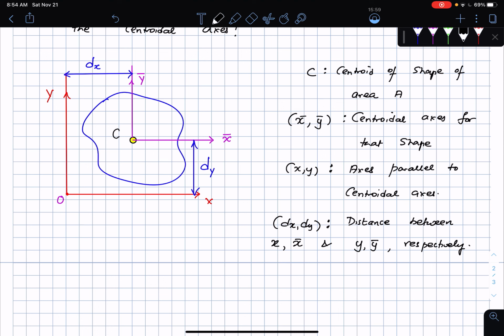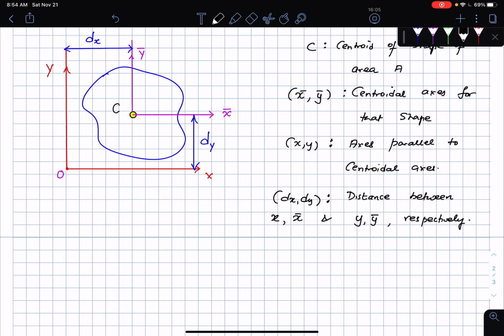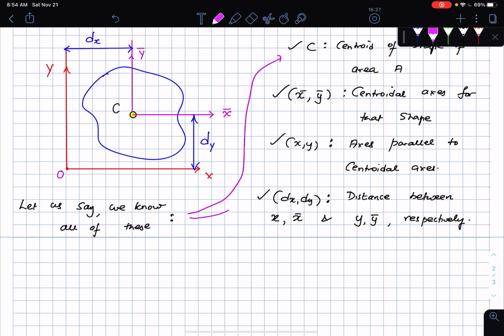Okay, so this is the story so far. Let's say that we know these things. Let's say we know how to locate C. Then let's say that we also know the centroidal axis, and we know the location of this, and all of these are known to us. So I know that, and I know that, and of course I know that as well. Once I know all of these, then I can write the parallel axis theorem as the following.